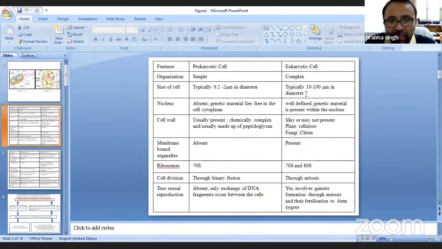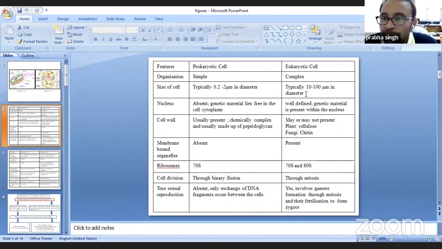Then membrane bound organelles are absent in the case of prokaryotic cell, but they are there in the eukaryotic cell. Then we will see the ribosome, the protein machinery which will synthesize protein. In the case of prokaryotic cell, we have 70S ribosome, smaller ribosome, whereas in the case of eukaryotic cell, we have both smaller as well as larger ribosome. So 70S ribosome is present in the chloroplast as well as mitochondria, that is the cell organelles, while 80S ribosome is present in the cell cytoplasm.